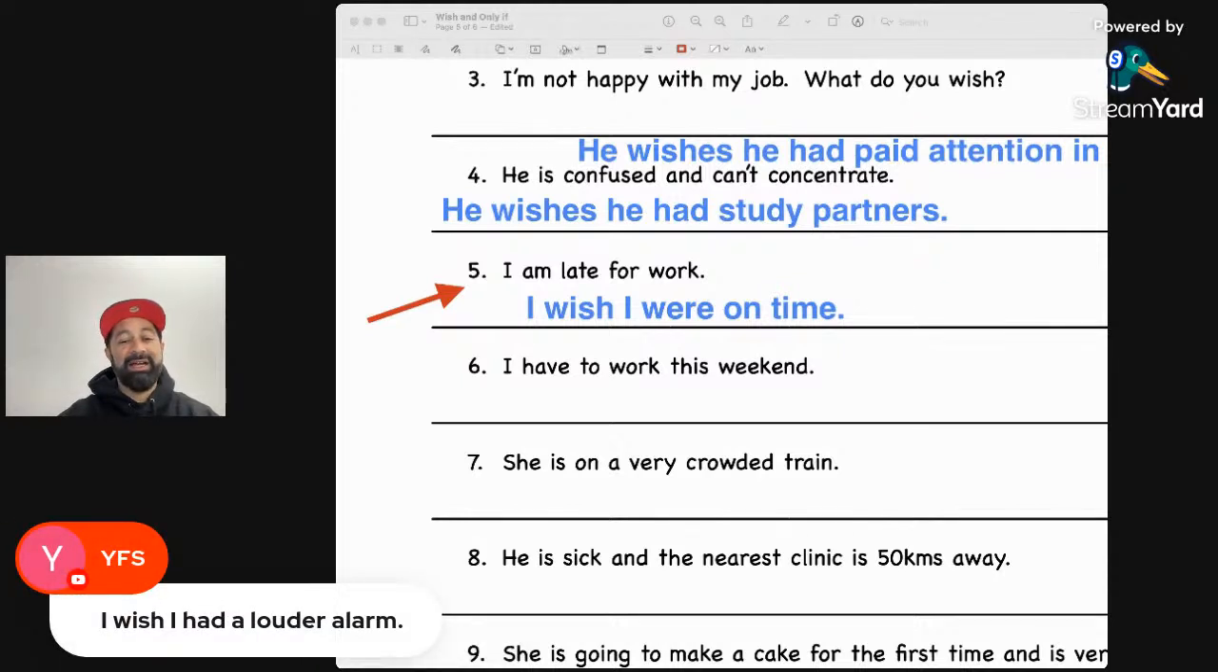YFS, I wish I had a louder alarm. Yes. Perfect. This you just want to change.